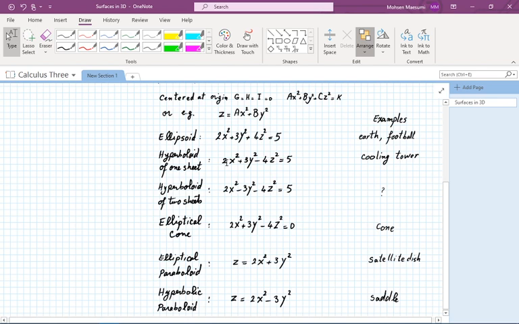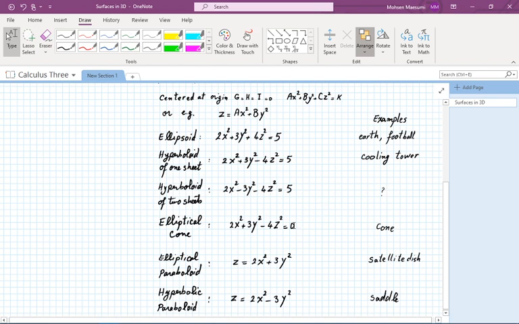Hyperboloid of one sheet: one of these signs is negative. An engineering example of it would be a cooling tower. I'm going to show you many more examples. Hyperboloid of 2 sheets: 2 of these signs are negative. We are always taking the right hand side to be positive. I haven't found that many examples of this showing up in engineering, perhaps just one.